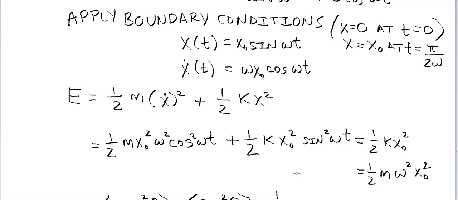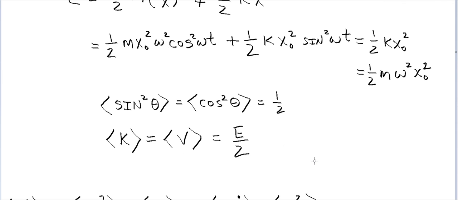All this tells us is that the energy is constant, and it's equal to the energy when it's all potential or the energy when it's all kinetic, right? Either of those is a fine statement. We also could look at expectation values. So the expectation value of sine squared theta and of cosine squared theta is half. And so we could say that the expectation value of the kinetic energy or the expectation value of the potential energy is just the total energy over 2.